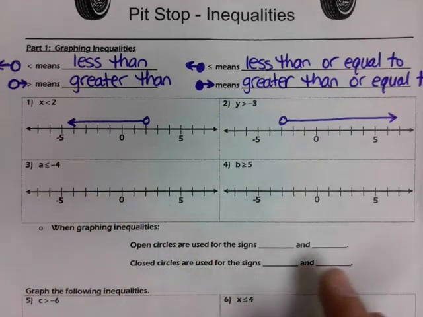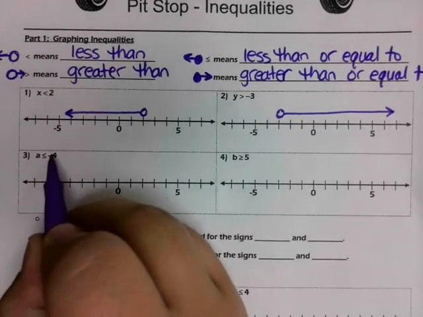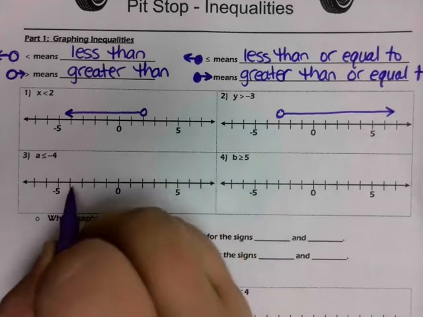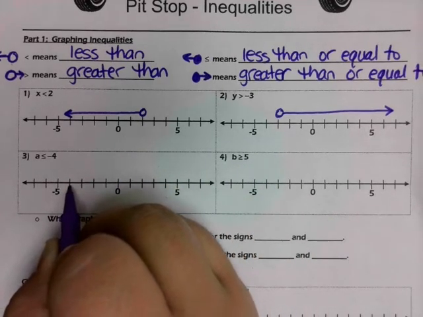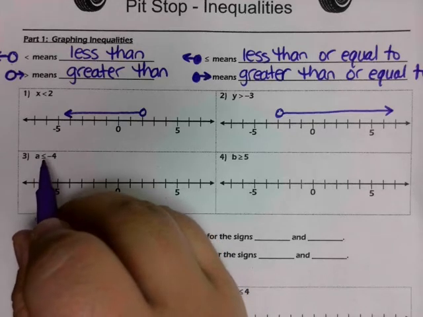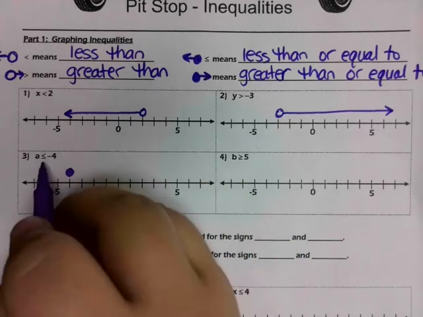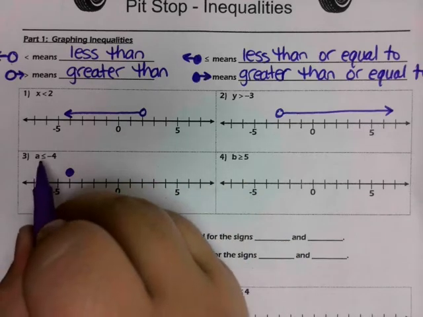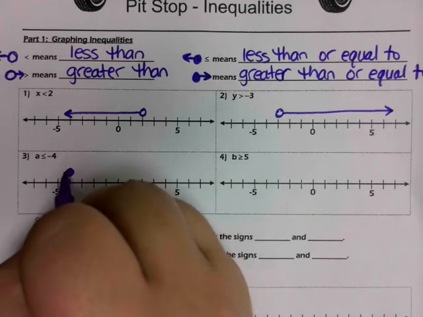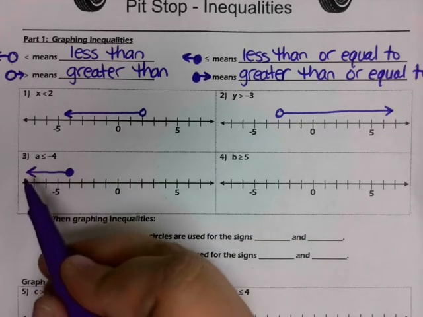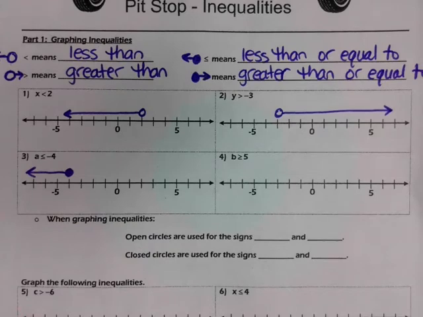All right, here's number 3. We have a is less than or equal to negative 4. So first of all, find negative 4 to be right here. And then negative 4, it says it can equal, has that or equal to part. So we're going to put a closed circle because it has that line. And then it says a has to be less than. So less than always points to the back. Again, notice how your inequality sign matches the same direction as your arrow.